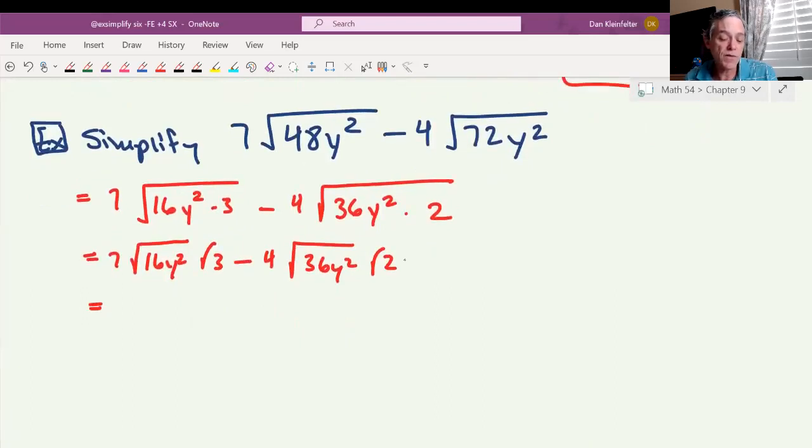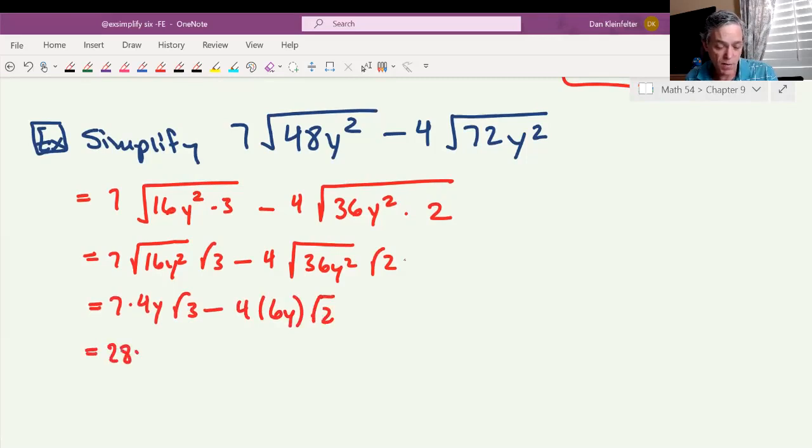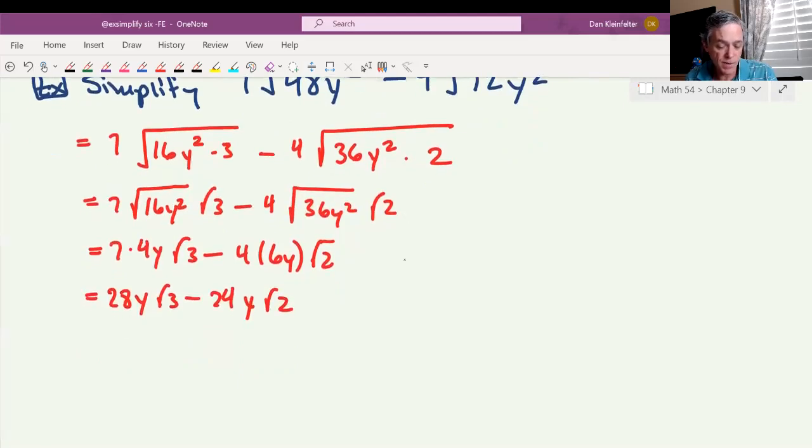Okay, 7, the square root of 16 is 4, so we'll have 7 times 4y square root 3 minus 4, the square root of 36y squared will be 6y. And then this will give us 28y square root 3 minus 24y square root 2. And then on this one, the square root of 3 and the square root of 2 are not like radicals. And so that's kind of as good as we can get with it.